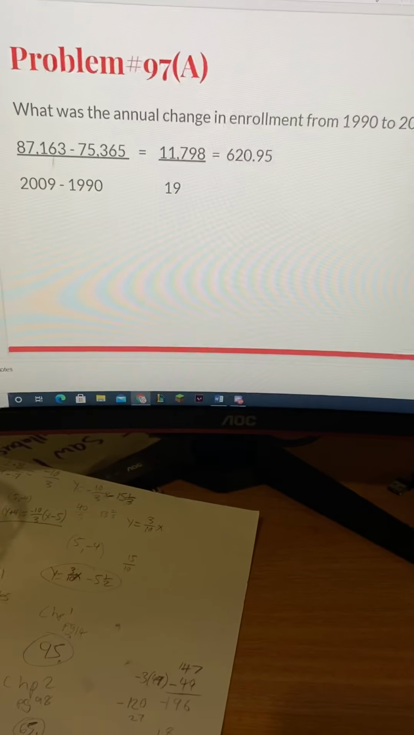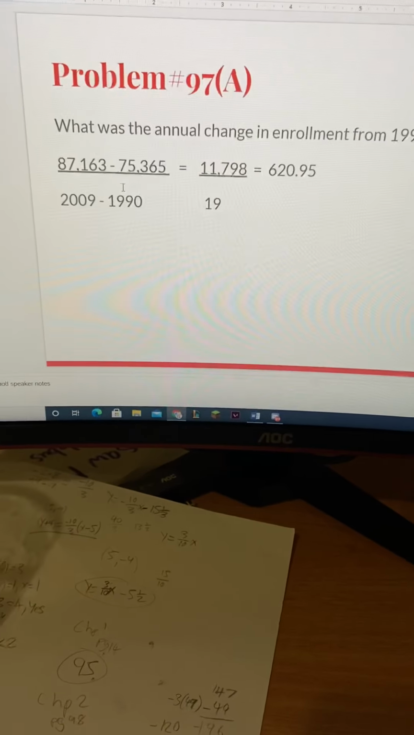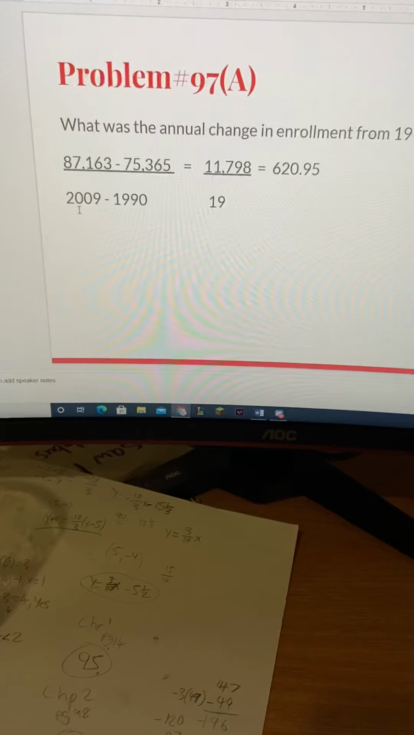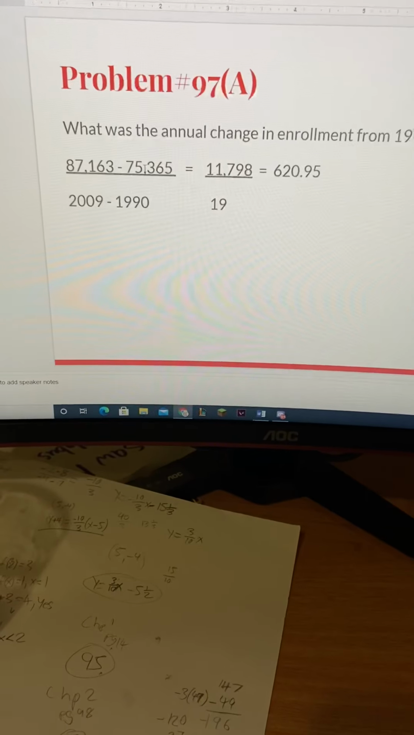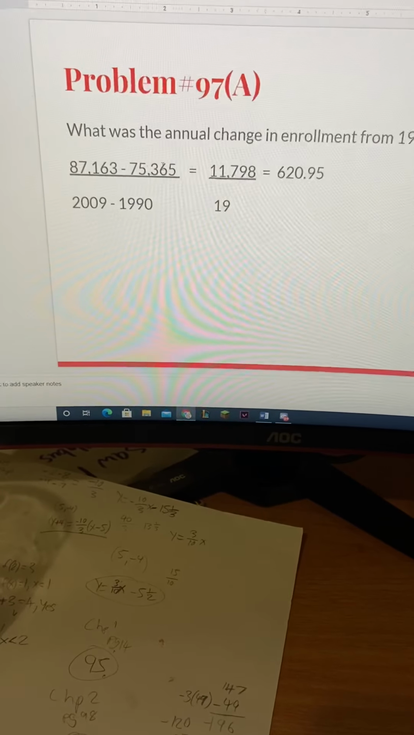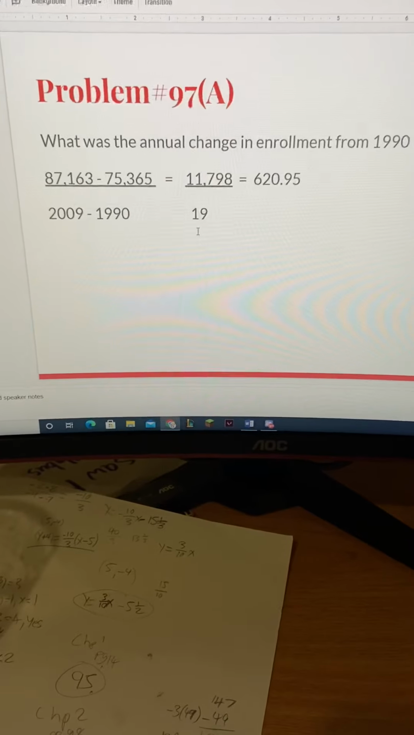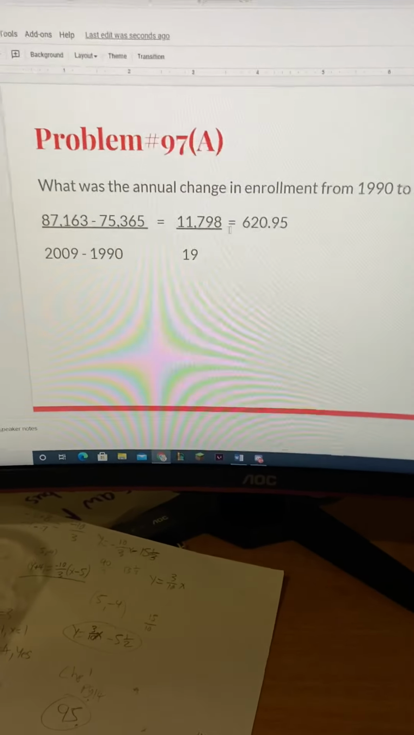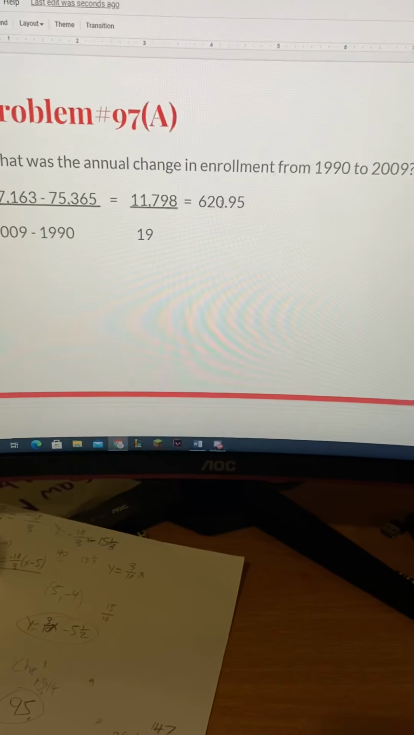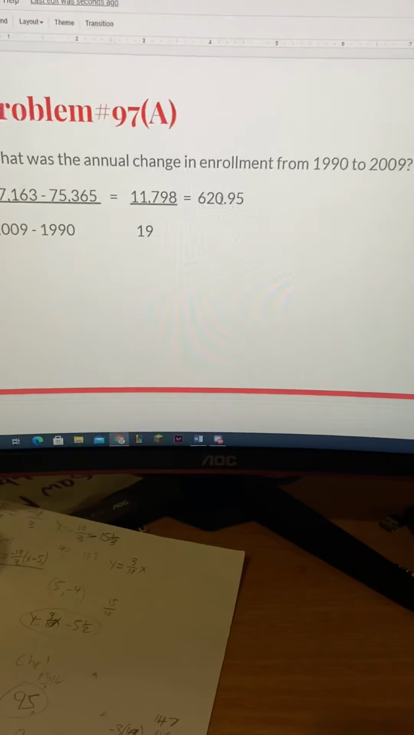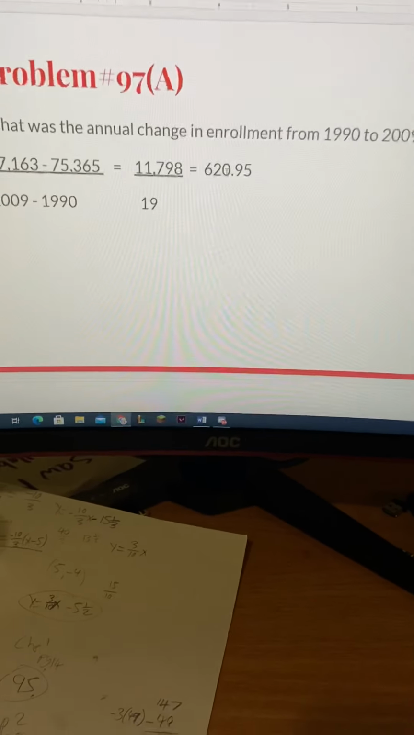For this problem, I set the enrollment rate and the year into a fraction, and I subtracted it by 1990 and its enrollment number. For this, each year, the annual increase or annual change in enrollment was 620.95.